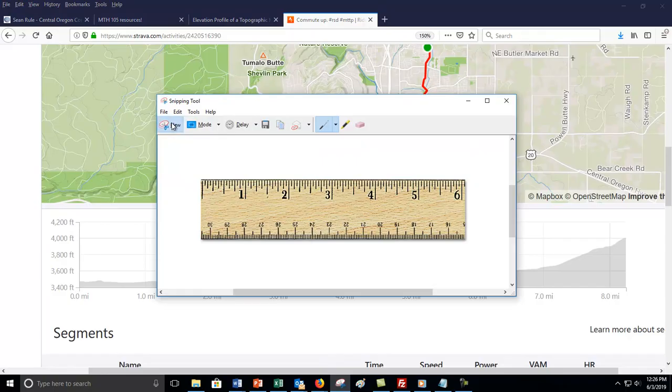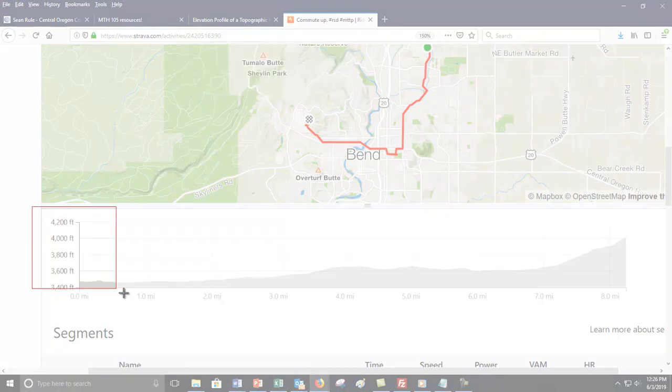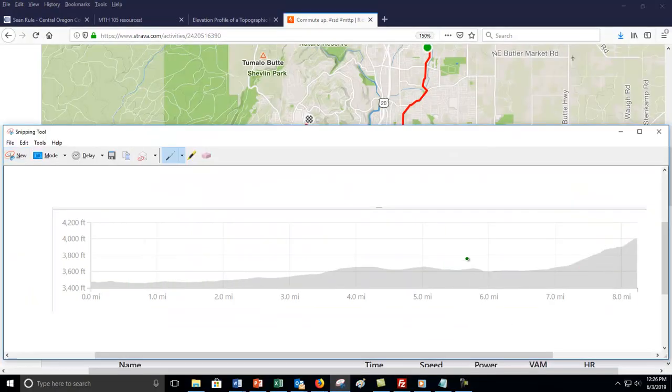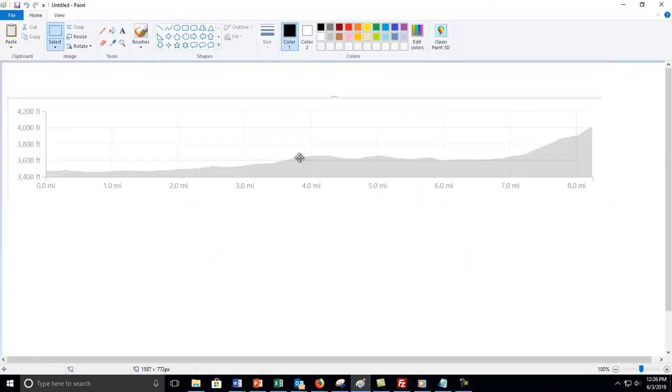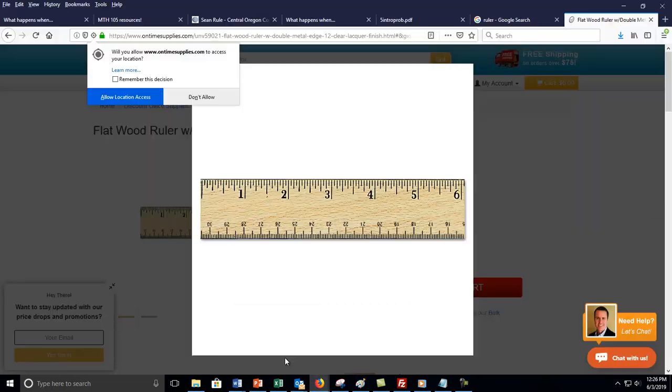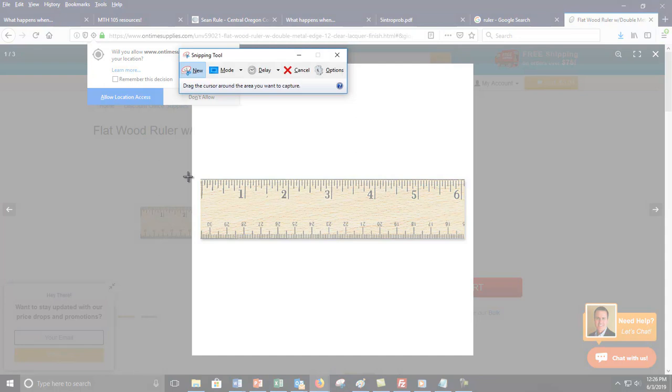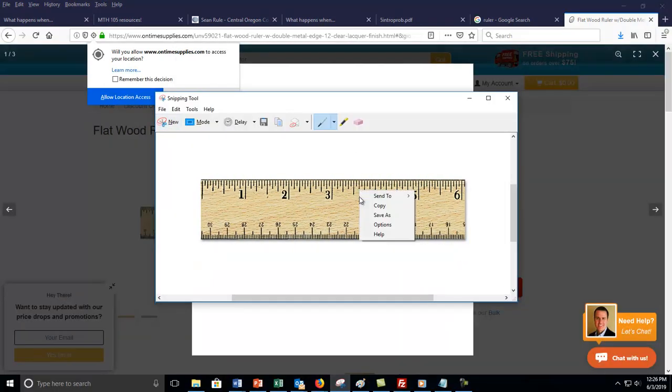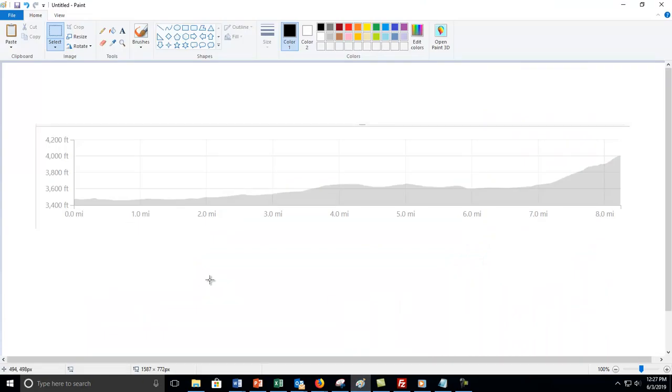So what we're going to do is we're going to take a snapshot of my commute. We're going to drop it into Paint because I'm ghetto. And then I'm going to come over here, and I found a picture of a ruler. And what we're going to do is we're going to snapshot that. And we're going to put this ruler into the image in 2 places.